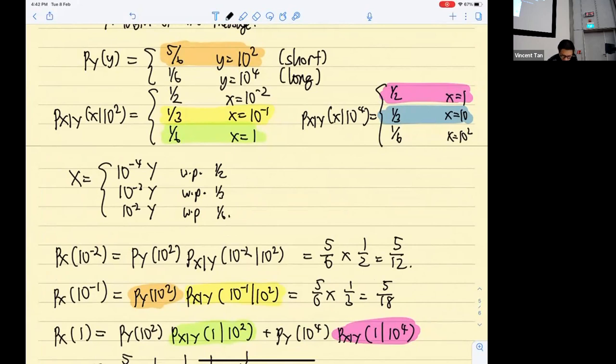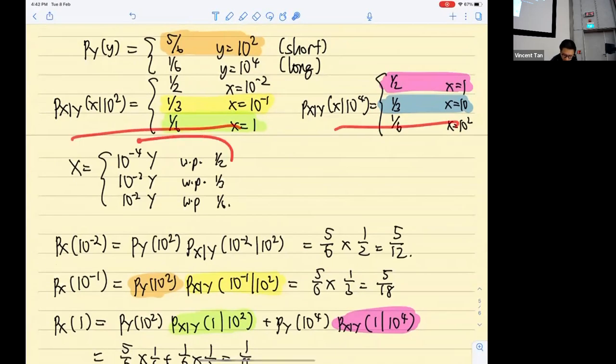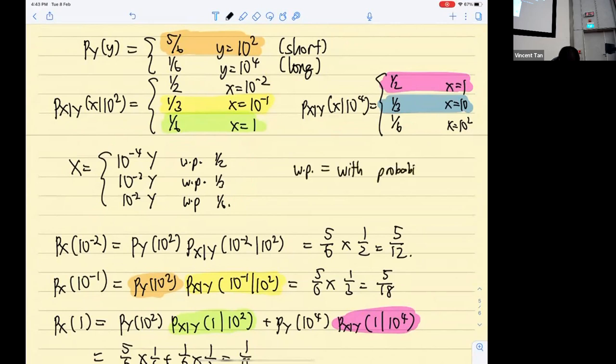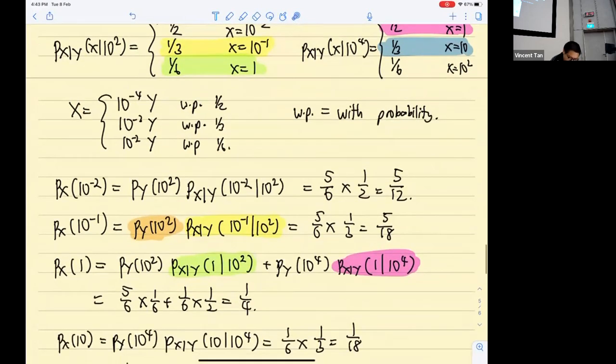And you send short messages most of the time, more precisely, 5/6 of the time you send a short message. And if you send a short message, then the amount of time it takes to travel is 10 to the minus 2 with this probability, 10 to the minus 1 with this probability, x equals 1 with this probability, and so on and so forth. If you send a long message, then the travel time is 1, 10, and 10 to the 2 with these probabilities respectively. Now, you can check that these 2 tables here can be summarized in this form. And WP stands for with probability. Here, what I'm trying to calculate is the marginal probability mass function on x.